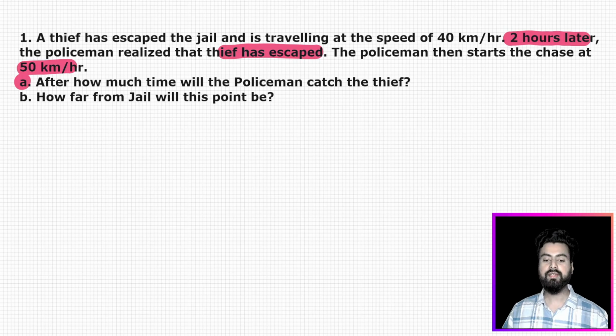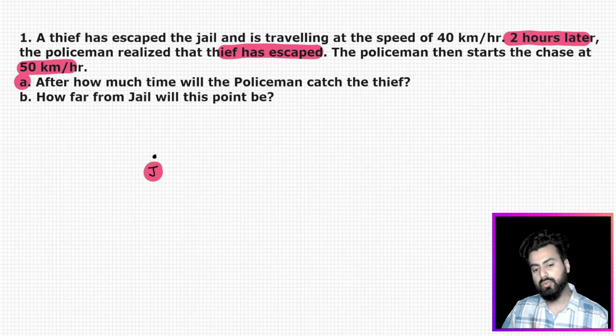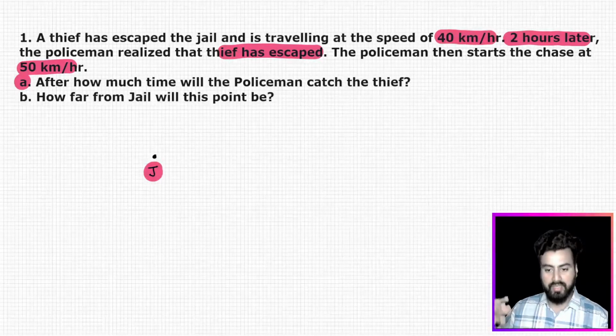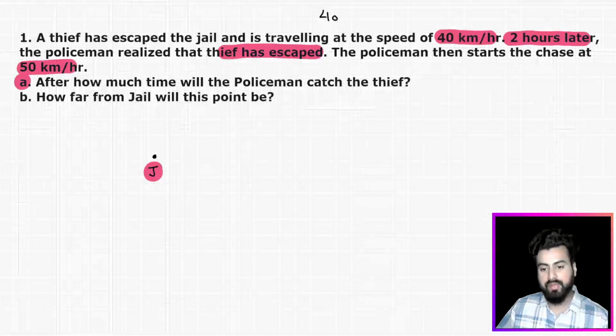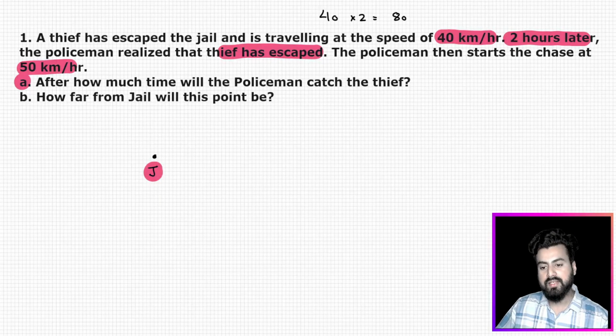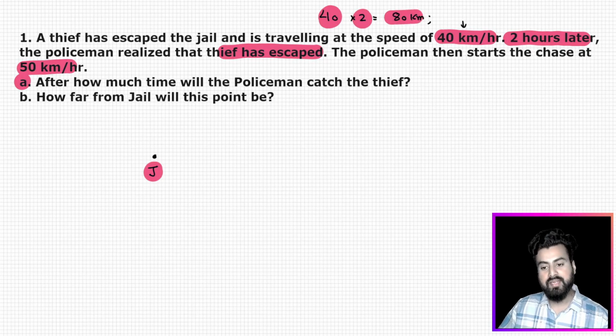What is the situation? There was a point, let's call it point J, which is representing jail. And from this point, the thief has managed to escape the jail. He is traveling at 40 km per hour. And the realization by the policeman happened after 2 hours. Can I say that in these 2 hours the thief must have traveled 80 kilometers of distance? Look at the speed of thief, it's 40 kilometers per hour. And when did the policeman realize? After 2 hours.